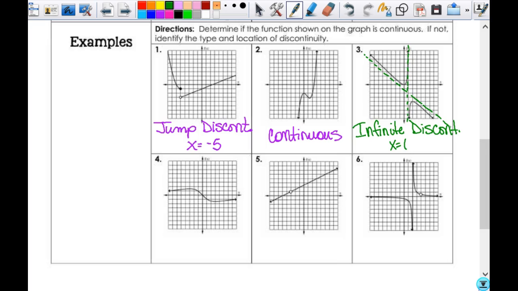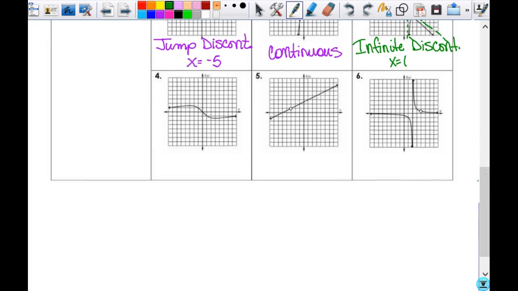All right, let's see. Cassie, tell me about number 4. Is it continuous or not? It's what? Continuous. Y'all agree with that?